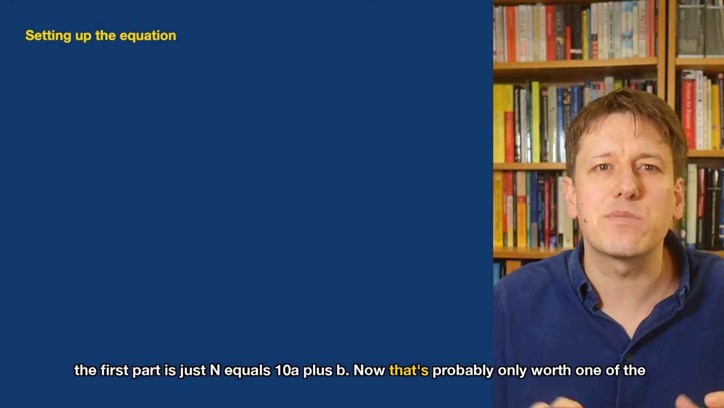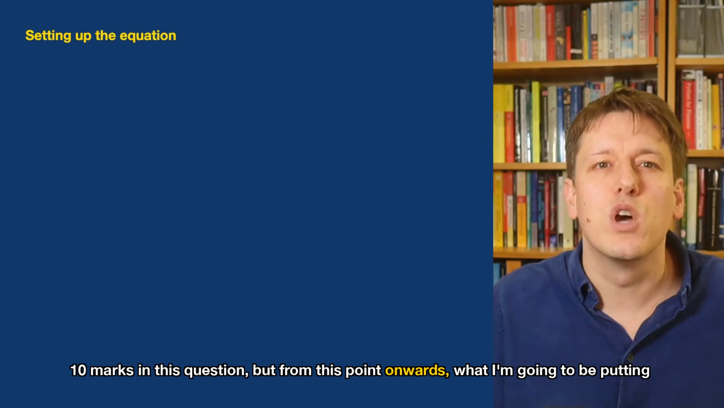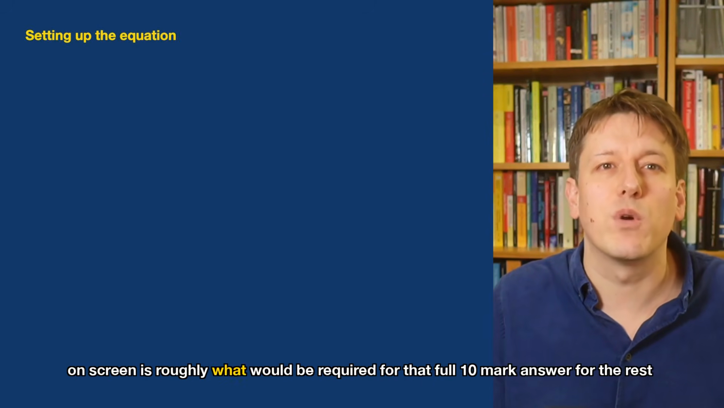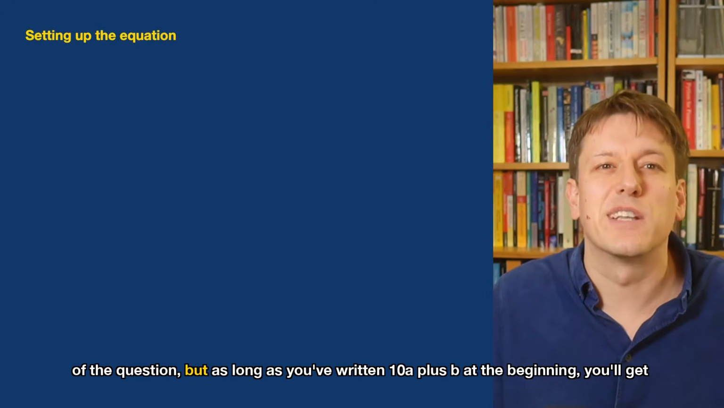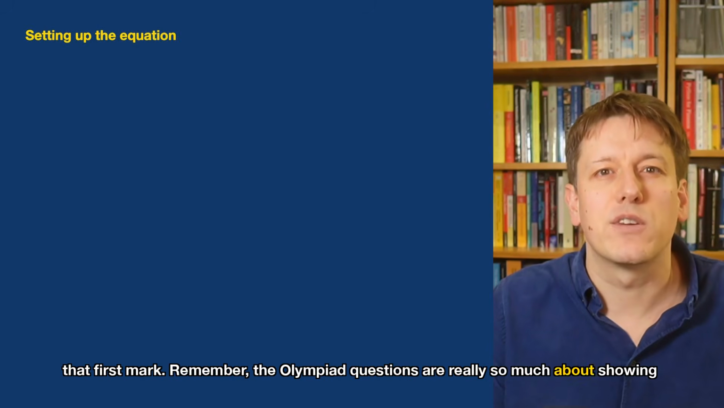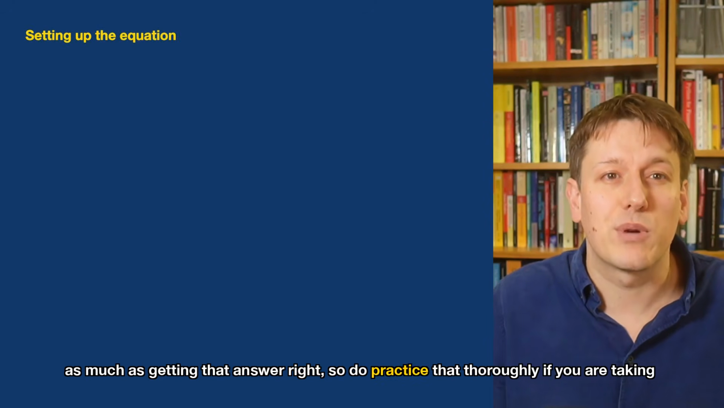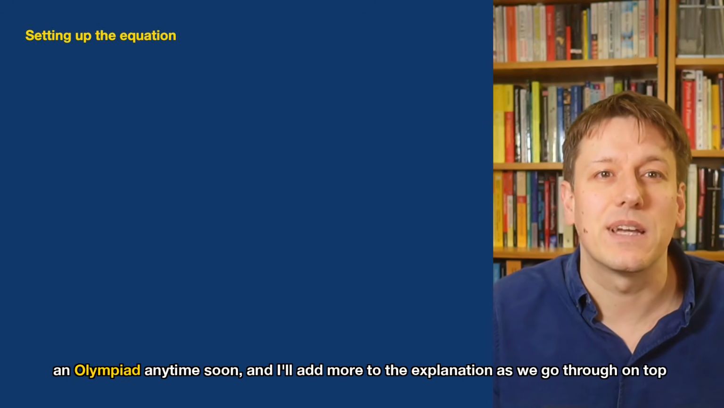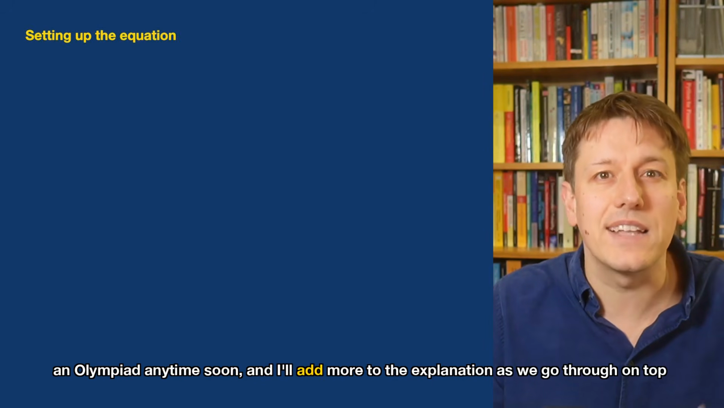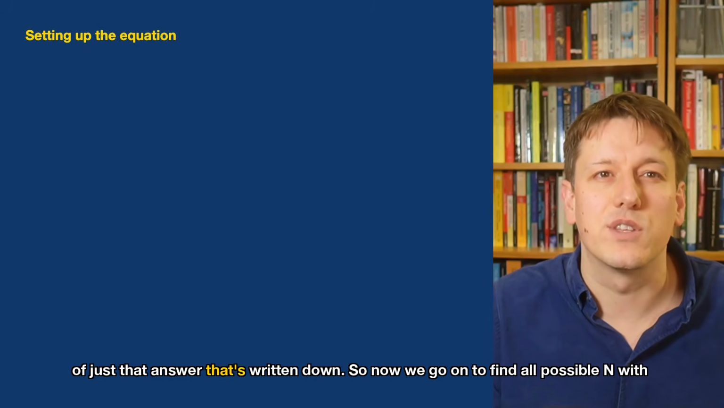Now that's probably only worth one of the 10 marks in this question, but from this point onwards, what I'm going to be putting on screen is roughly what would be required for that full 10 mark answer for the rest of the question. As long as you've written 10a plus b at the beginning, you'll get that first mark. Remember that Olympiad questions are so much about showing your working as much as getting that answer right, so do practice that thoroughly if you are taking an Olympiad anytime soon. And I'll add more to the explanation as we go through, on top of just the answer that's written down.